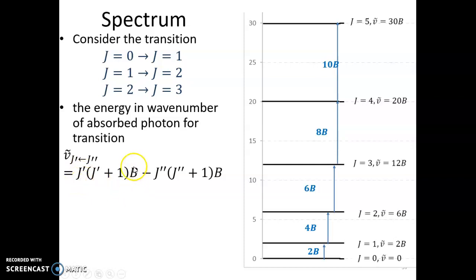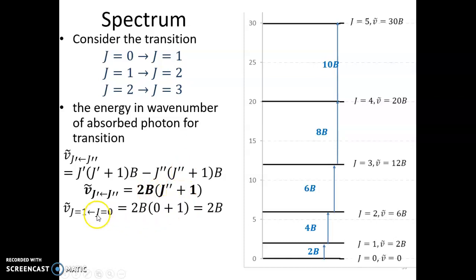So the energy absorbed will be the energy of the upper level J prime, J prime into J prime plus 1 B, minus the energy of the lower level J double prime into J double prime plus 1 B. If we solve this, we arrive at this general equation, and if we compare this to what we have, from 0 to 1, that's 2B into 0 plus 1, that's 2B.